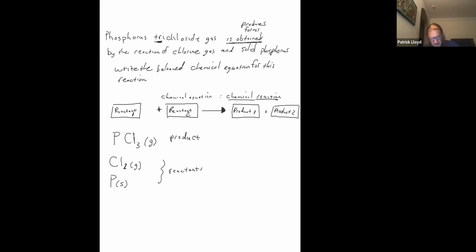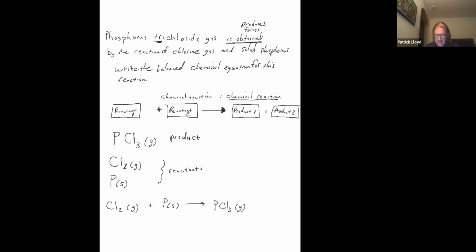So I'm going to write it this way. Cl2 gas plus P solid forms, or is producing, phosphorus trichloride as a gas. Notice even though phosphorus trichloride was the first thing it told us about, that doesn't mean it's the reactant. We have to infer from the language which is the reactant and which one is the product. Now we can get to the balancing.